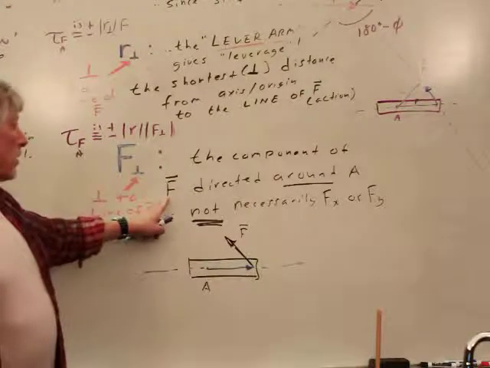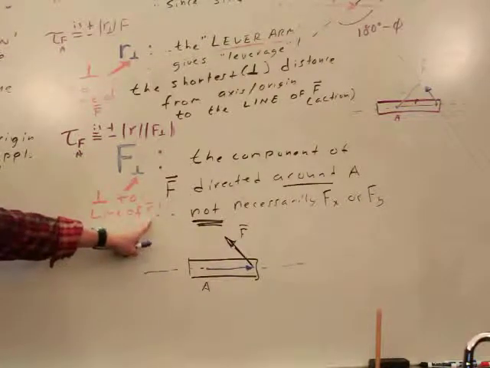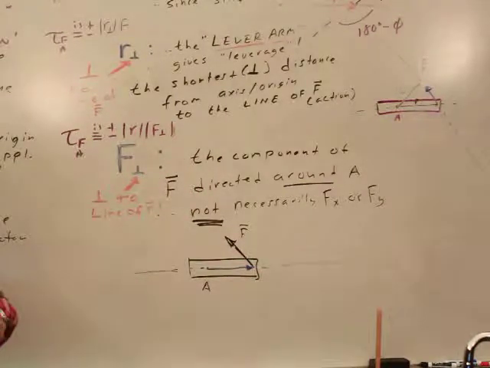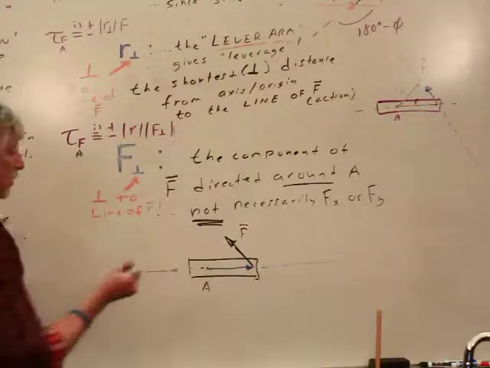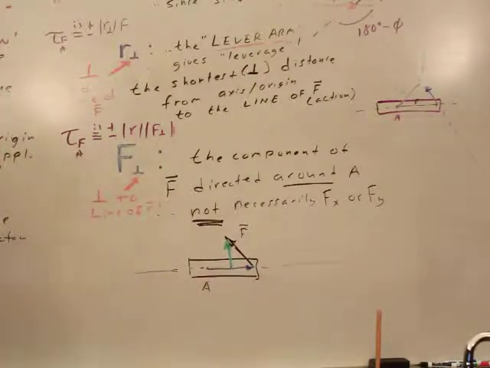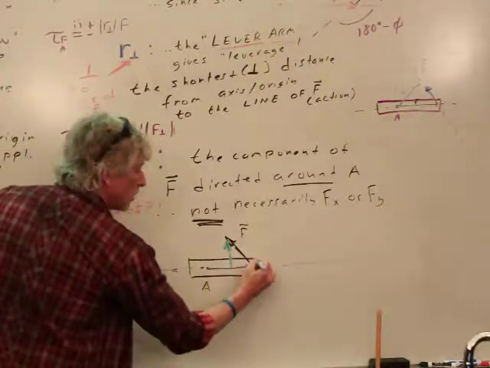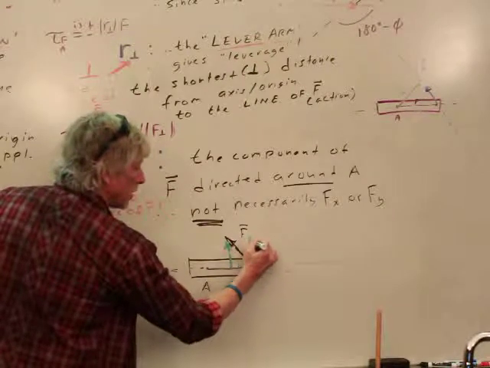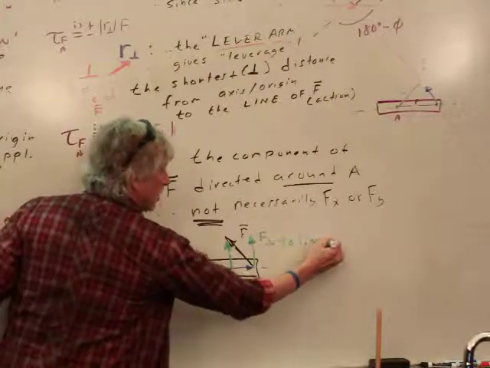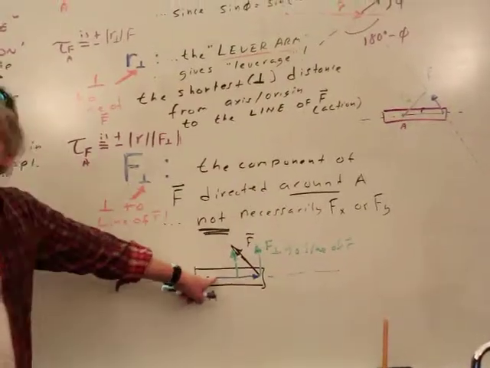And now F perpendicular is directed around. It's perpendicular to the line of R. So here's my line of R. F perpendicular would be, and this is a little tricky, right here. That's the component of F perpendicular to the line of R. However, where it's applied matters. And so think of it more over here. This is the part of F which is perpendicular to the line of R. That's the part that would rotate this object around point A.